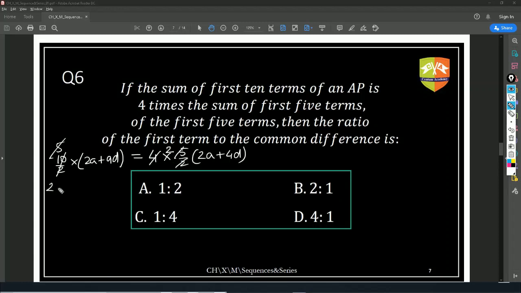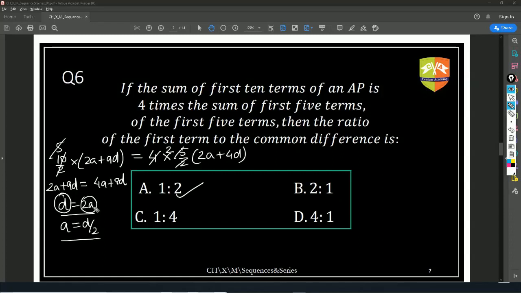So this 5, this 5 and this 5 will go, so only 2 left. So 2a plus 9d is equal to 4a plus 8d. Okay, so hence you will get d is equal to 2a, right? And first term to the common difference, right? So the first term is equal to d by 2. Right, so common difference is double of the first term, so hence the ratio is 1:2.